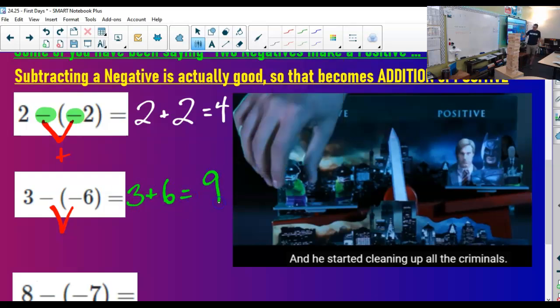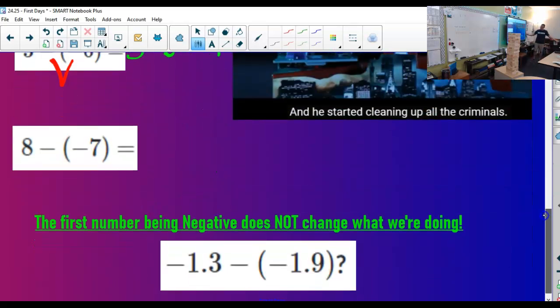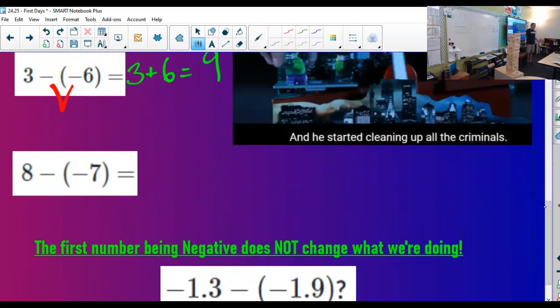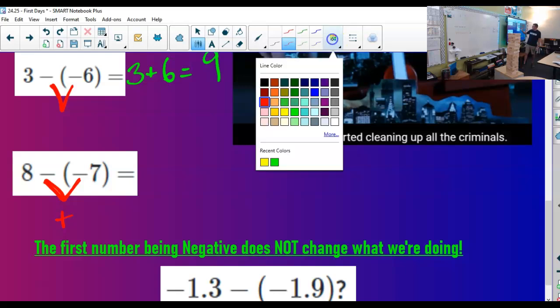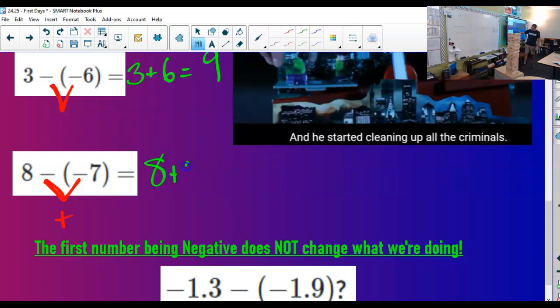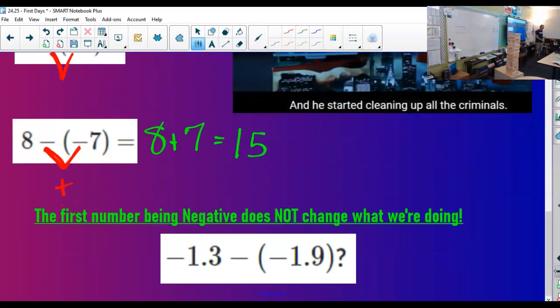All right, so anybody, what happens with this? 8 minus -7 turns into 8 plus 7. 8 plus positive, right? Because those turn into plus positive. So 8 plus positive 7, what's that? 15. Now wait, what about if the first number is negative?